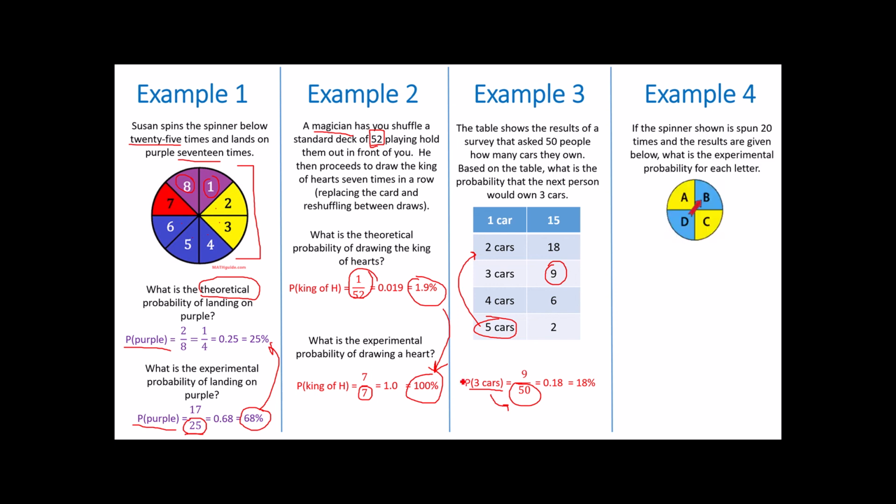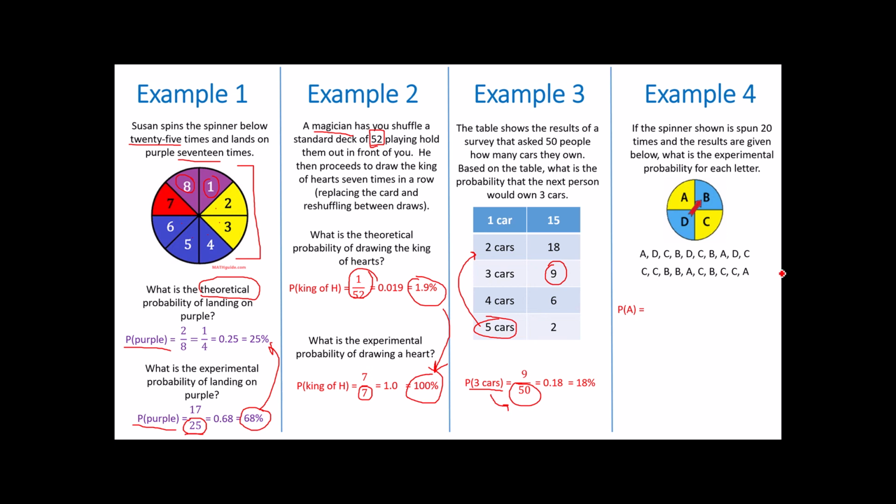If the spinner shown is spun 20 times and the results are given below, what is the experimental probability for each letter? And then I have all the letters written out. I would strongly recommend that you pause the video and try this one on your own. Again, I want the experimental probability for each letter, so this should have 4 separate answers. I'm going to assume if you wanted to do that, you already have.